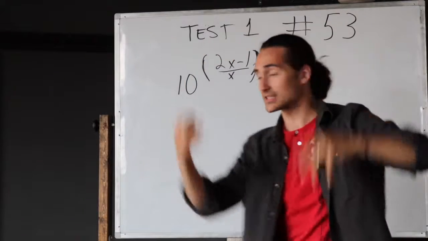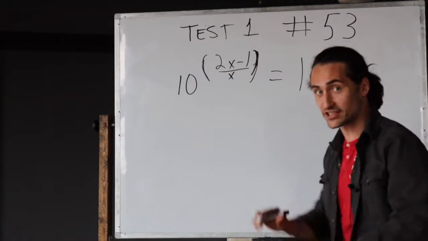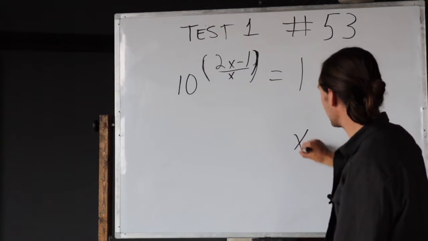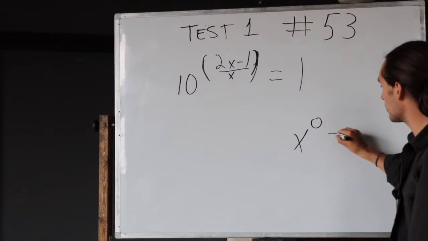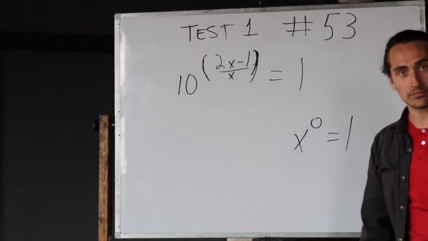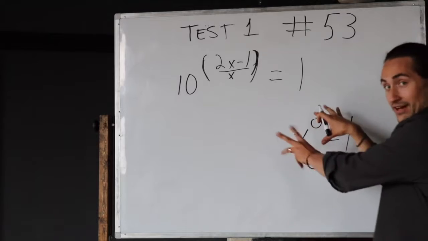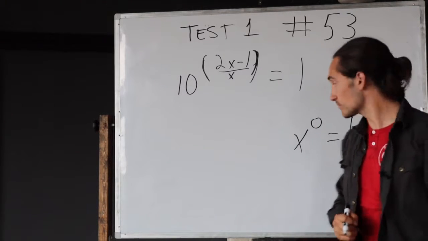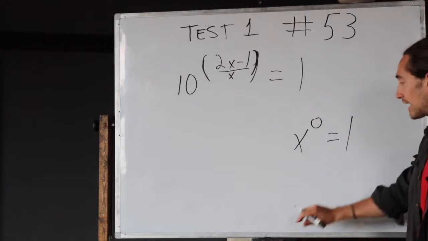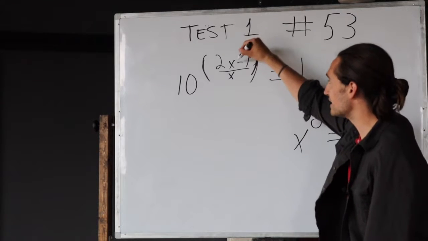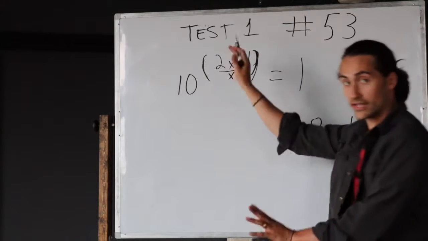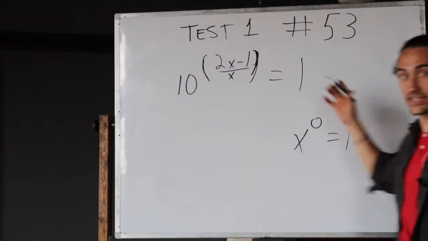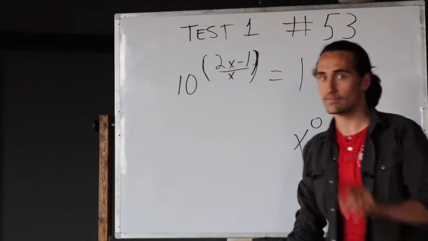Not really a formula, but a concept, is that anything to the 0, you see it denoted like this a lot, anything to the 0 is equal to 1. You must know this. Without knowing this, this question is very, very difficult. So if I know anything to the 0 is 1, I have to ask, how do I make this exponent equal 0? Because 10 to the 0 is 1. x to the 0 is 1. 10 billion to the 0 is 1.